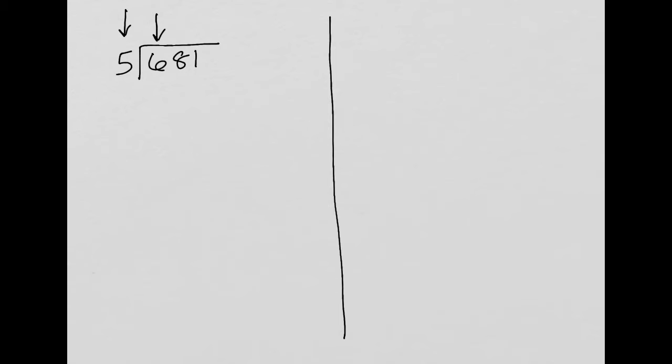Now we are estimating. So in the case of 6 and 5, 5 obviously is really close to 6, so it would just be one group that we could take out. If it was something different, if instead of being 681, let's say it was 981, then I might estimate that I could take 2 groups of 5 out, and it's okay to be over because it is an estimate. But since it's 681, let's stay with that.